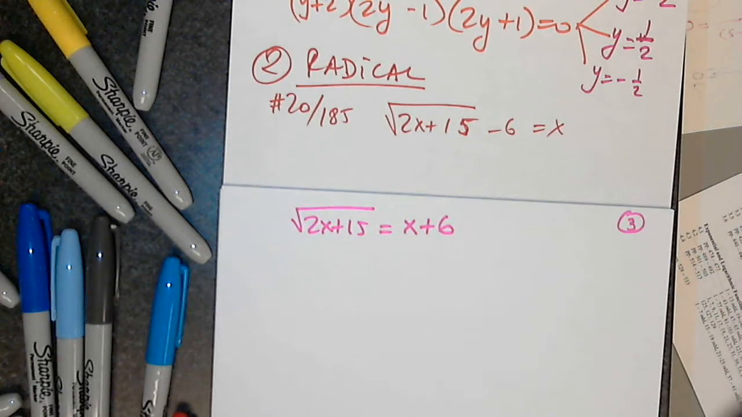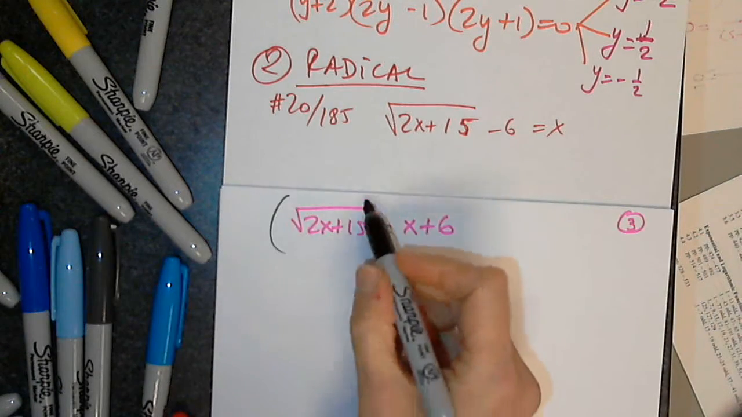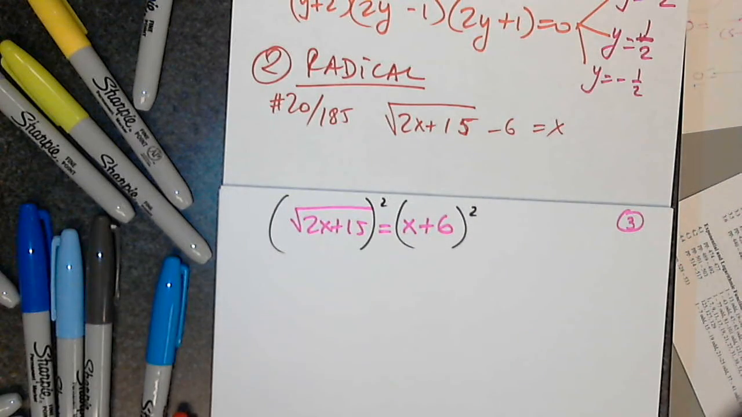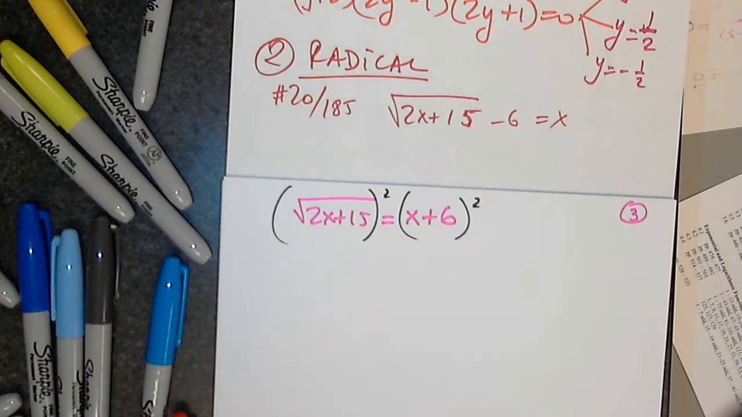Square root of 2x squared. We have to square both sides, not term by term, but as a unit, as a whole. And what happens when we square both sides? Okay, let me explain this.